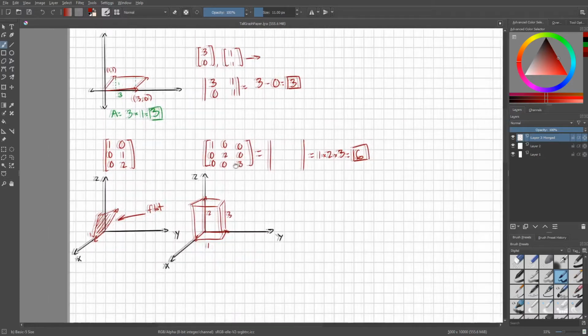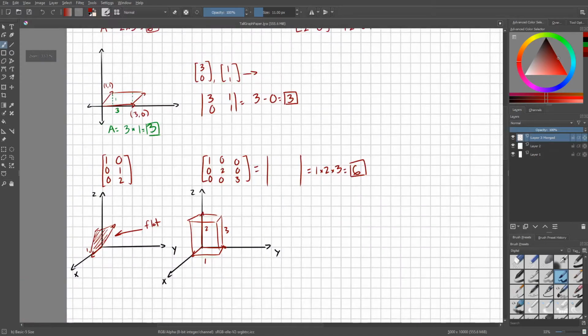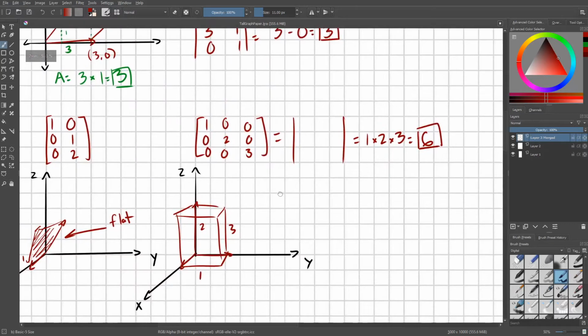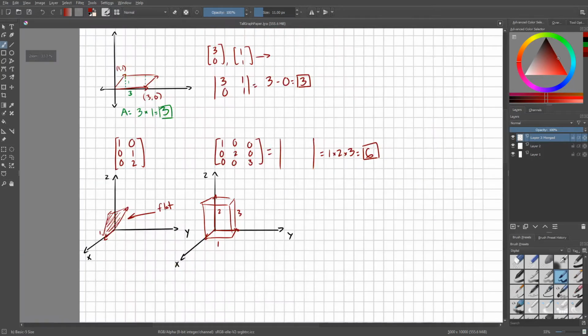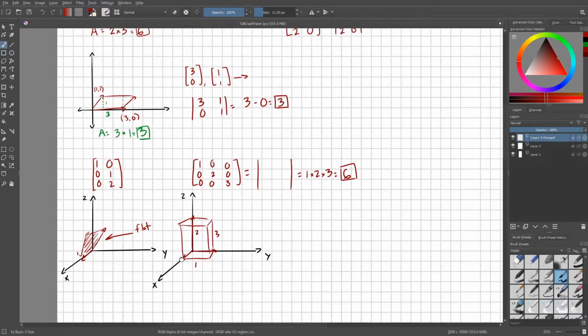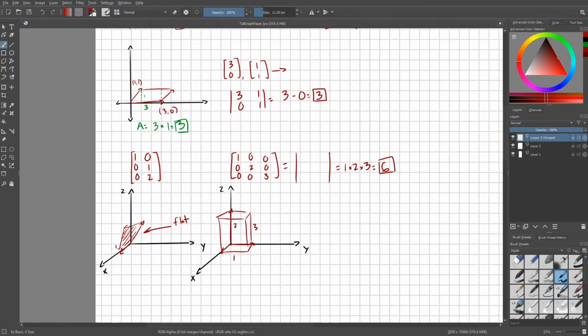So what we see is that determinants only work with square matrices, because you need the proper number of vectors that fit in the space. Okay? And the function of a determinant is to find the area that is spanned by those vectors, right? Find the area or volume of the shape that they span. All right.